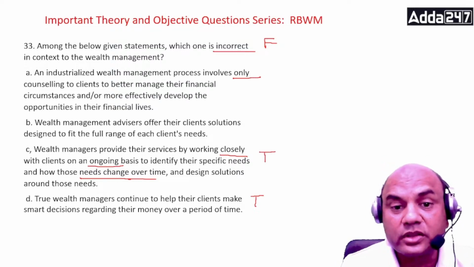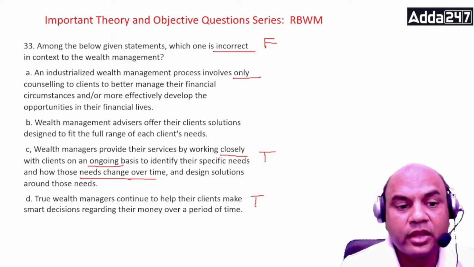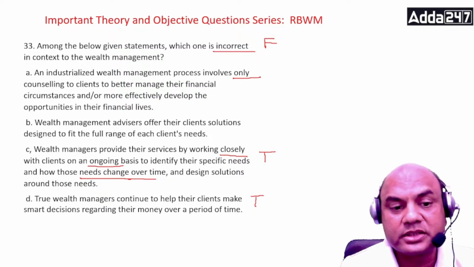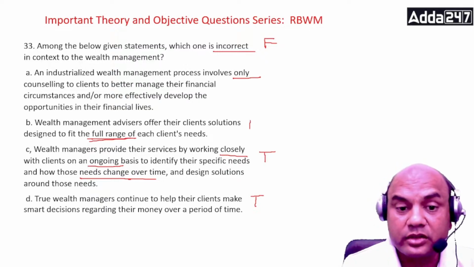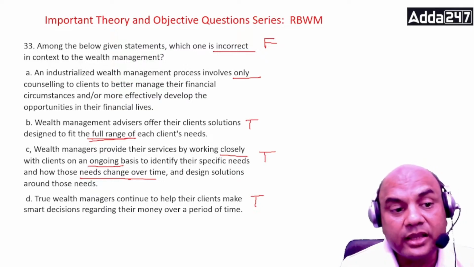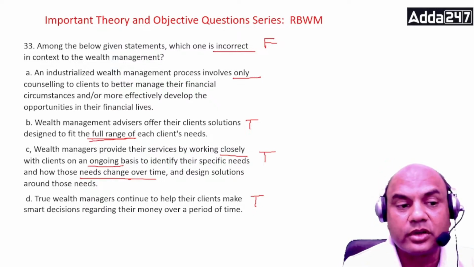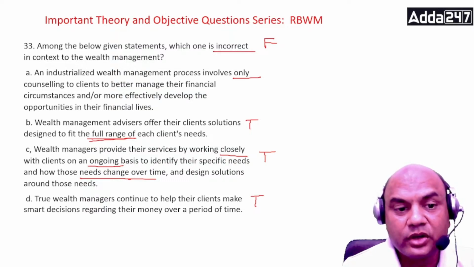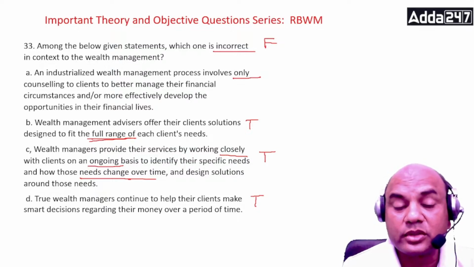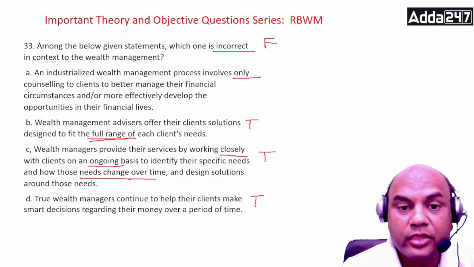Now we want to focus on the false one. Wealth management advisors offer their clients solutions designed to fit the full range of each client's needs. So we must always try to get the full range as much as possible, so that is also true. Wealth management process involves only counseling to the clients to better manage their financial circumstances and more effectively develop the opportunities in their financial life. So this also seems to be true. So which one is false then?